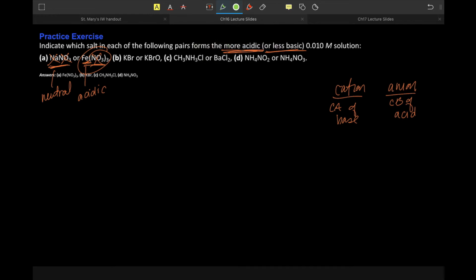Moving along, here we have KBr, same thing, right? K comes from potassium hydroxide, irrelevant. Br comes from HBr, irrelevant, so this would be neutral, right? K, same thing, irrelevant, but this, the hypobromite ion comes from hypobromous acid, which is a weak acid, which means that this has a tendency to be basic. So the more acidic one is actually going to be KBr, yes?